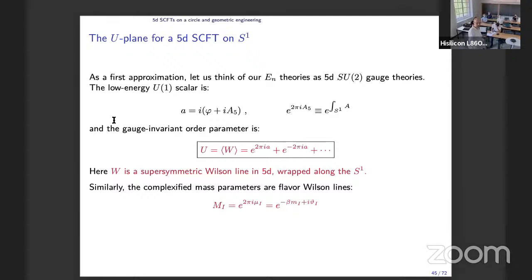What is gauge invariant is e to the 2 pi i A plus e to the minus 2 pi i A because of the Weyl symmetry. So this kind of thing is gauge invariant. Semi-classically, this is just the expectation value, again classically, of a Wilson loop of SU(2) in the fundamental. It's a supersymmetric Wilson loop for the SU(2) theory in 5D. And so by definition, U will be the vev of this Wilson loop on the circle. And that's what I want to consider as the base of my Seiberg-Witten geometry. And apart from that, everything is as before.